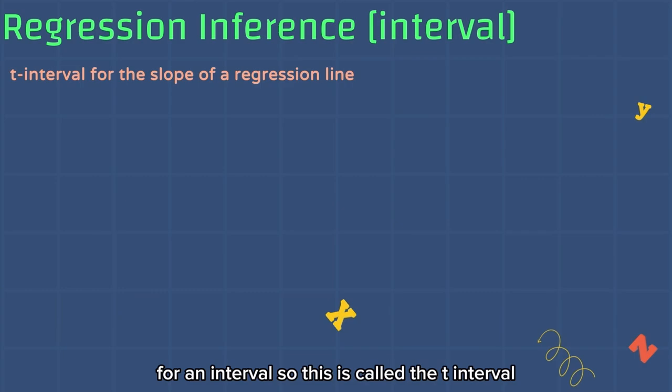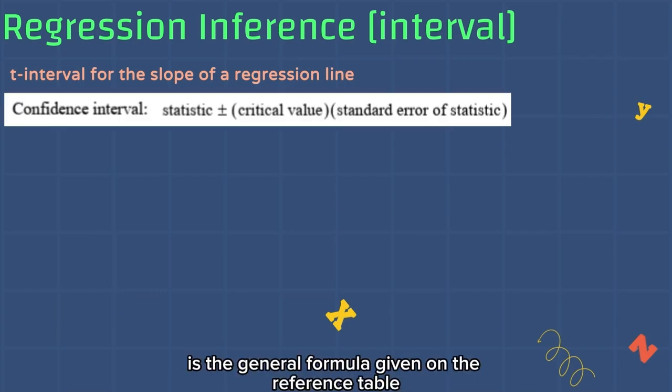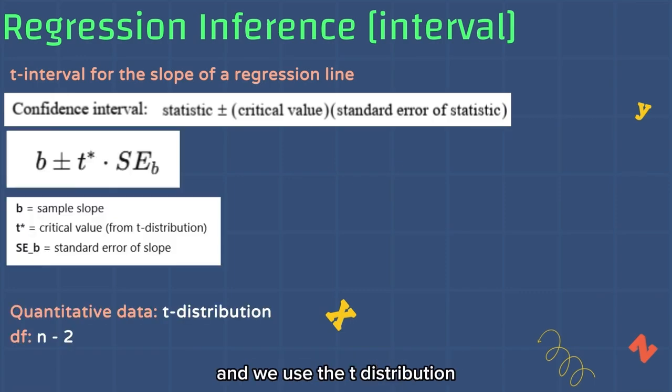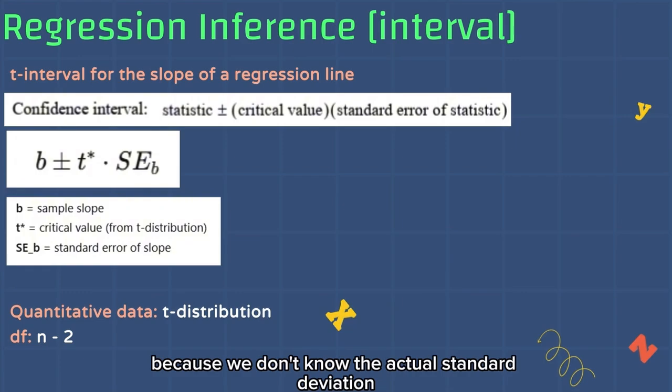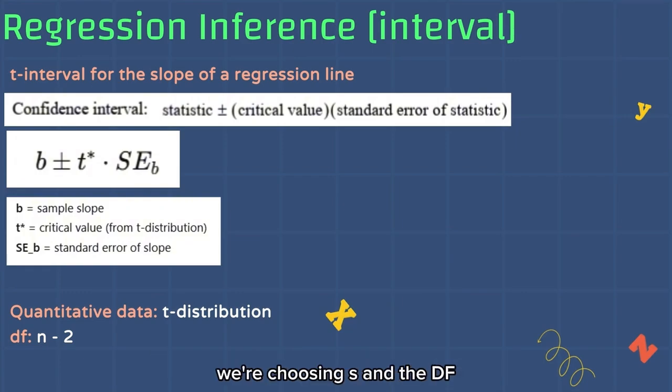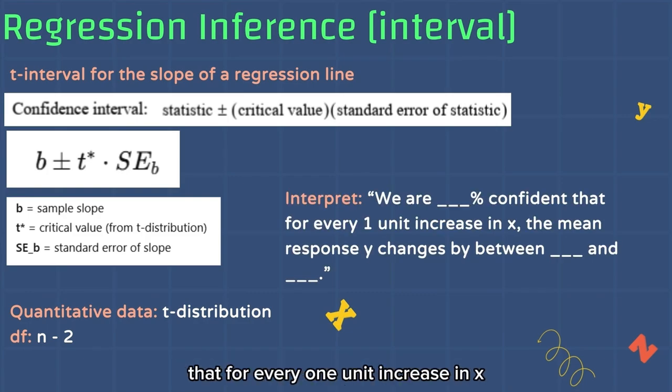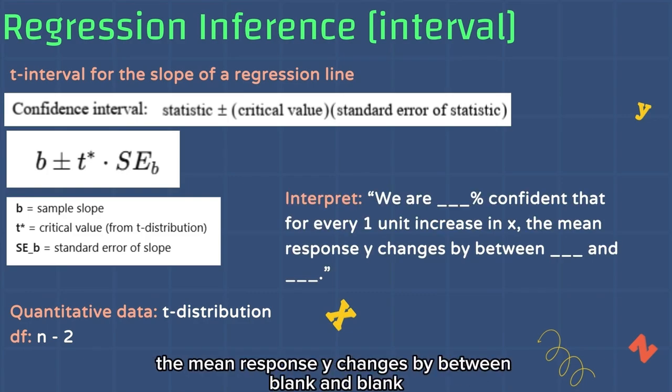This is called the t-interval for the slope of a regression line. First is our general formula given on the reference table, and then the specific formula. We use a t-distribution because we don't know the actual standard deviation, so we're using s. The degrees of freedom is n, the sample size, minus 2 now. We interpret this as: we are blank percent confident that for every 1 unit increase in x, the mean response y changes by between blank and blank.